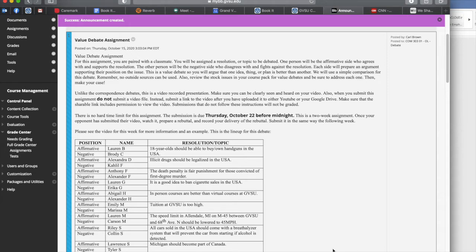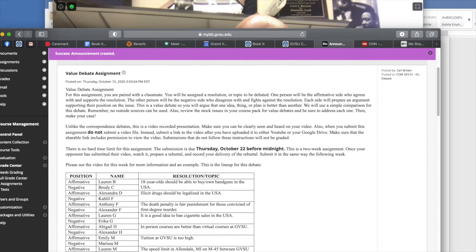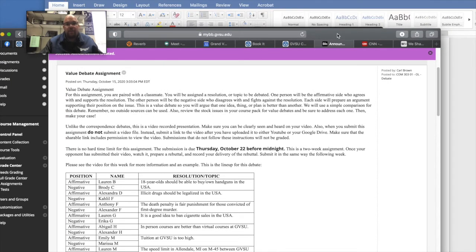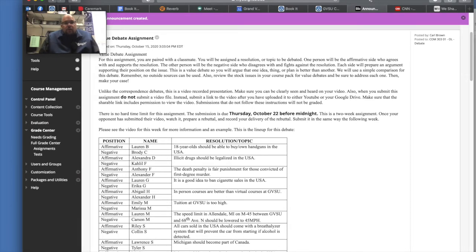The affirmative side will support and agree with the resolution or the topic. The negative side will disagree with and fight against the resolution or the topic. You're going to want to hit all of the stock issues and make your case for why you think that you are right. Remember, as with everything in the class, there are no outside sources to be used here. You're just going to want to use common sense arguments, things that are general knowledge to most people.